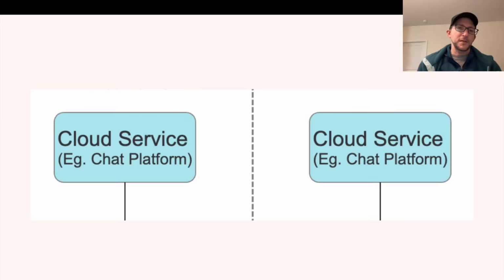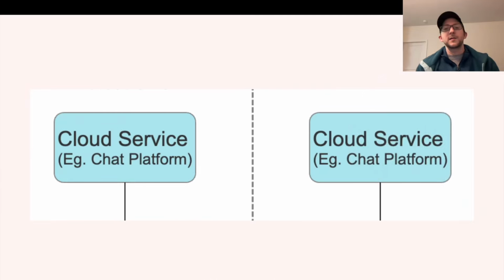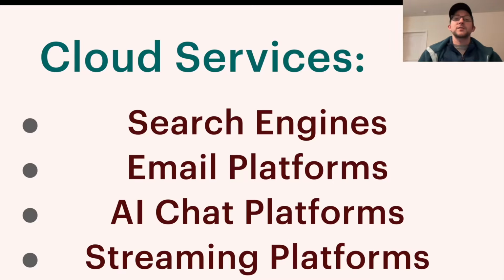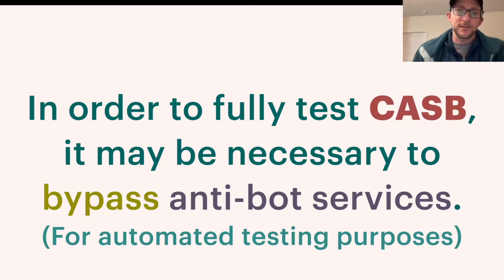So as you saw before in the diagram, there are cloud services out there, such as chat platforms, and sometimes testing is going to occur with real cloud services such as ChatGPT. So these cloud services can include search engines, email platforms, AI chat platforms, streaming platforms, etc. And many cloud services are protected by anti-bot services, making test automation tricky because the test automation would possibly get blocked unless it was modified to get around the anti-bot defenses.